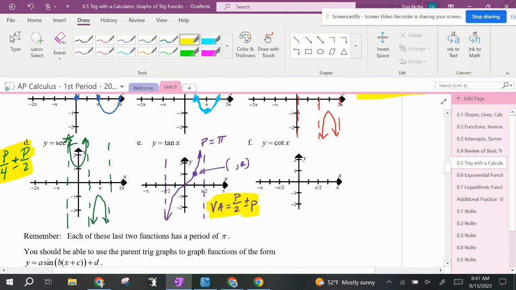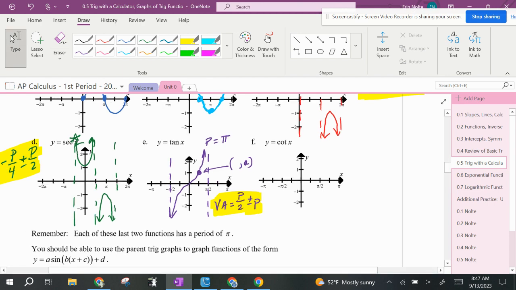Okay, so cotangent is going to look like tangent but slightly different. Do you remember the difference? So again, the same rule applies. It's a reciprocal. So any place that our tangent crosses the x-axis is going to be a vertical asymptote on my cotangent. So my first vertical asymptote will be at 0. They will still be the same distance apart.